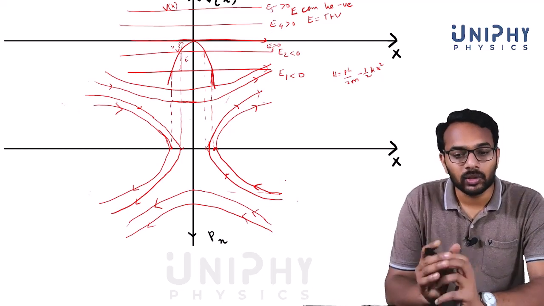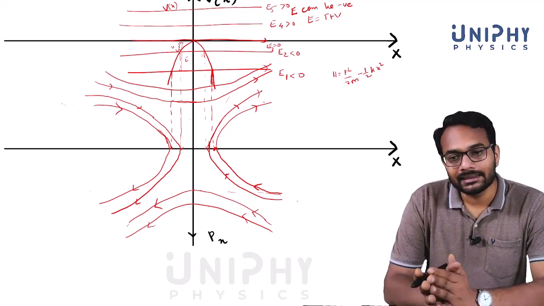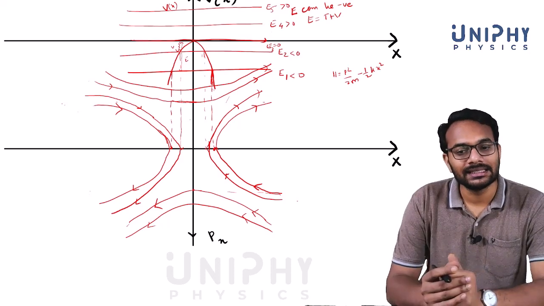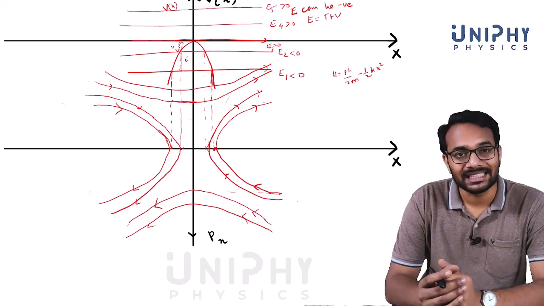Now we have plotted the plots for E less than 0 and E greater than 0. There's another case, called E equal to 0.